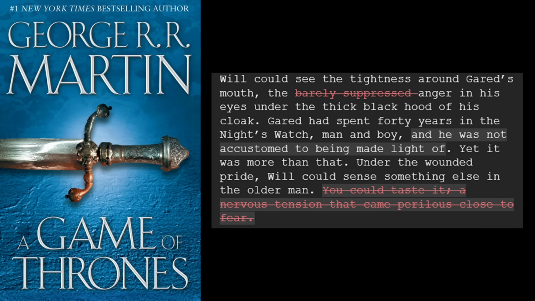The sentence that I wanted to point to here was that Garrett was not accustomed to being made light of. That could be stronger. You could say, mockery sat ill with him, or something like that.